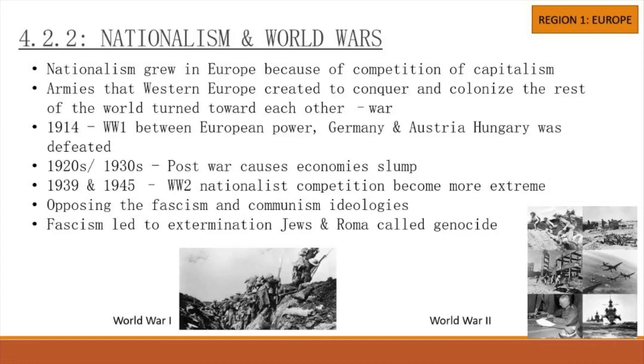Many countries were affected by the war, and the intolerant side of nationalism under fascism led to the extermination of millions of people of specific ethnic groups, especially the Jews and Roma, and this phenomenon is called genocide. Genocide is the killing of a large group of people, especially those of a particular nation or ethnic group, and during that time there was a campaign of genocide to kill those people.